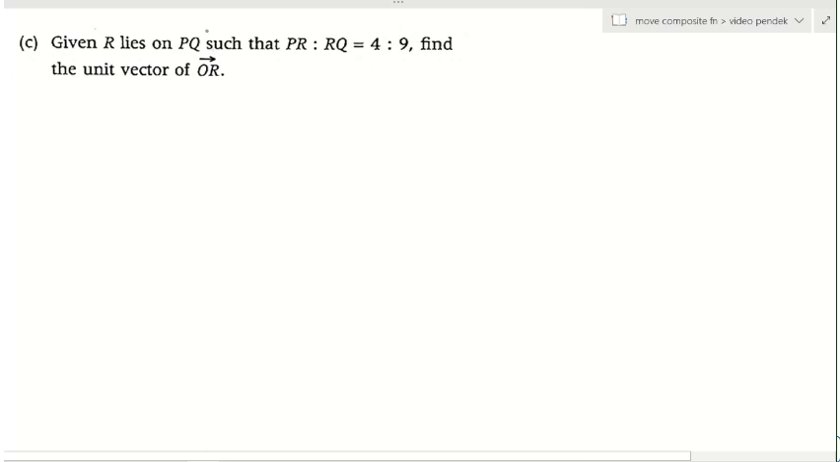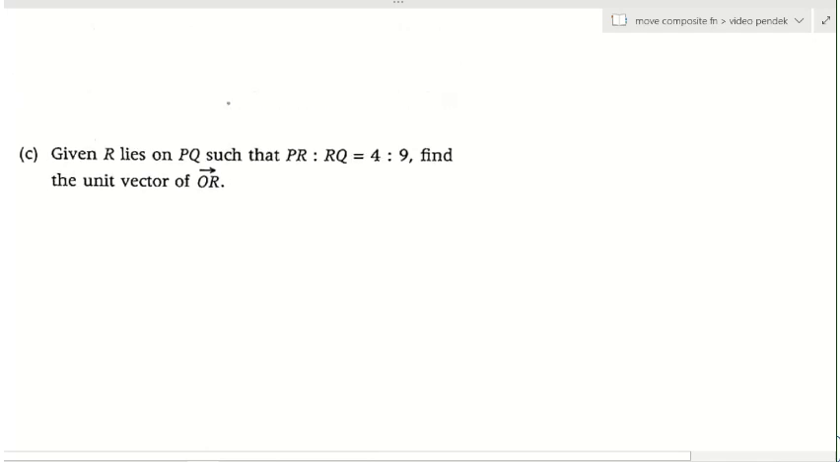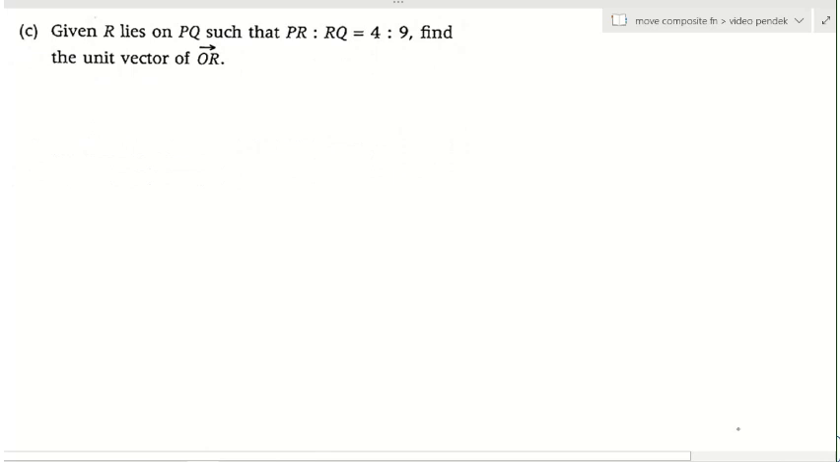Okay, class, continue with question C. Given that point R lies on PQ such that PR to RQ is equal to 4:9, find the unit vector of OR.